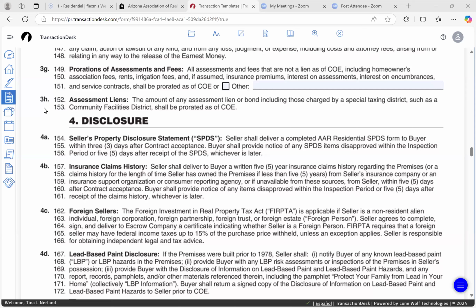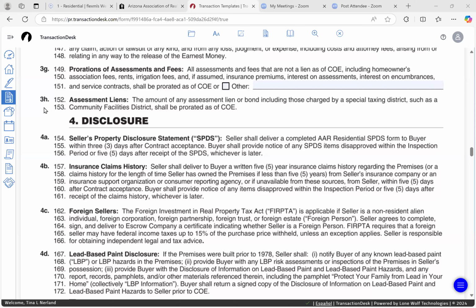The seller's agent has 5 days to provide the buyer's agent with the insurance claims history, otherwise known as the CLUE. Buyer shall provide notice of any items disapproved within the inspection period or 5 days after receipt of the claims history, whichever is later.